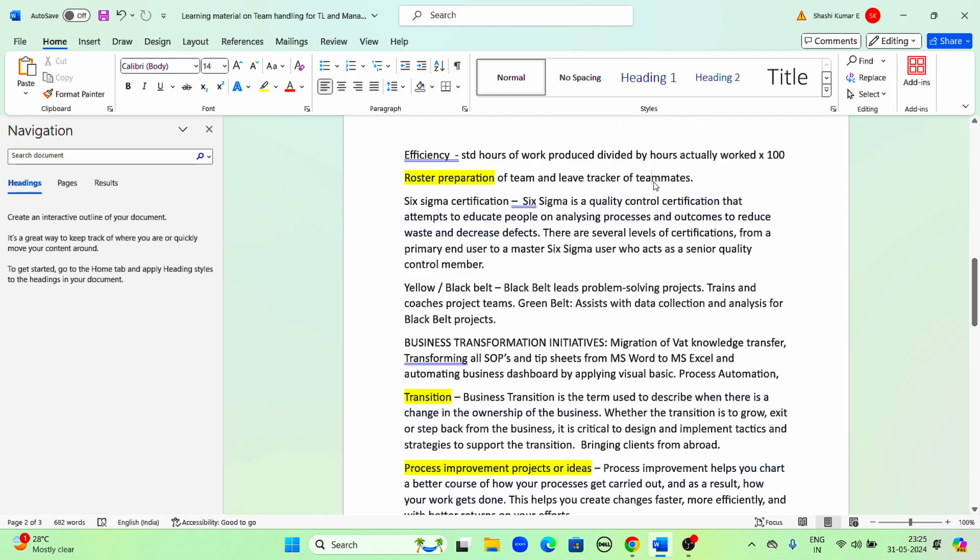If a team has like 10 people or 8 people, there will be one Excel tracker with shared access, where you have to update your leave, whether it is a planned leave or sick leave, so that we can easily get to know. Or the concerned person in the team will update the leave details, either planned leave, sick leave or emergency leave, in the particular tracker.